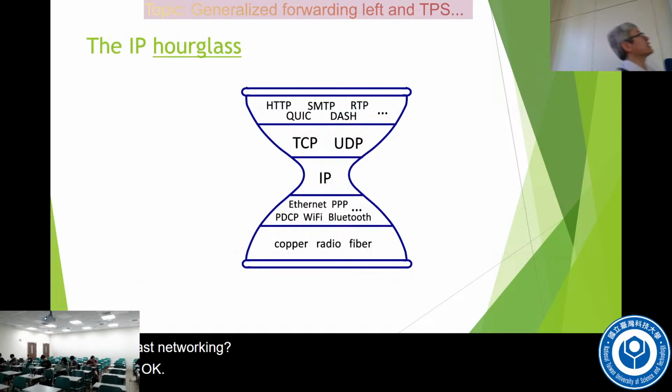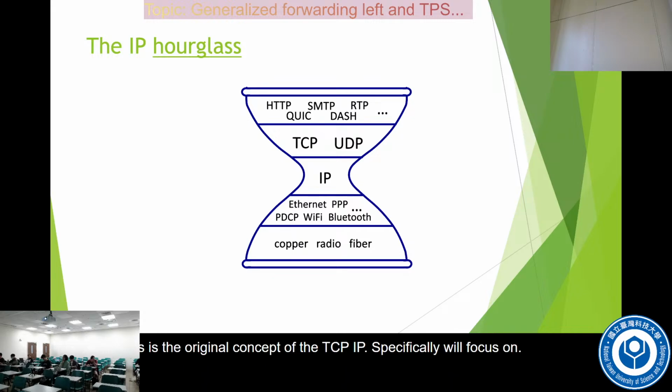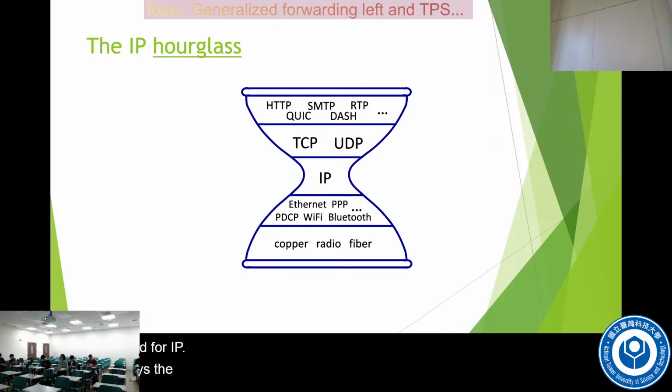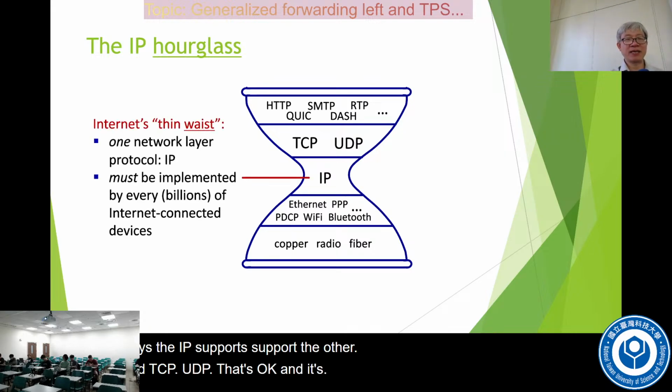So this is the original concept of the TCP/IP. Specifically, we focus on the IP layer. And we have TCP and UDP. Okay, we have the app layer up above. Everything's okay. And for IP, the IP supports the other apps, right? And TCP and UDP, that's okay. And it's thin.